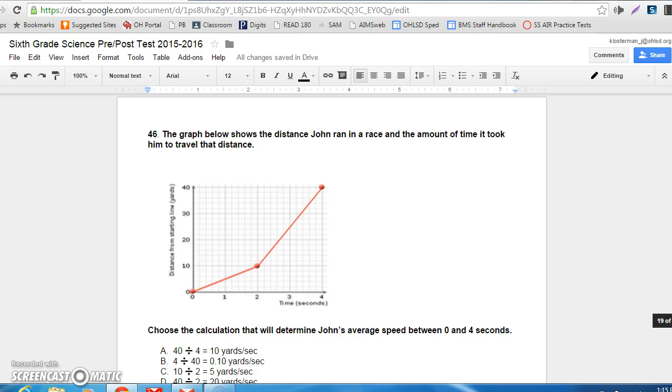46. The graph below shows the distance John ran in a race and the amount of time it took him to travel that distance. Choose the calculation that will determine John's average speed between 0 and 4 seconds. A. 40 divided by 4 equals 10 yards a second. B. 4 divided by 40 equals 0.10 yards a second. C. 10 divided by 2 equals 5 yards per second. D. 40 divided by 2 equals 20 yards per second.